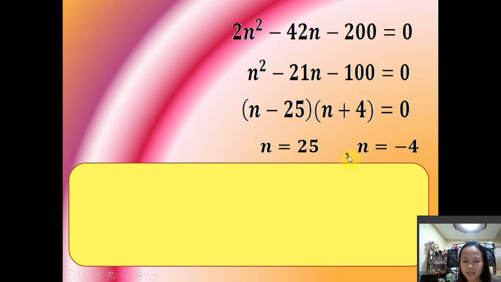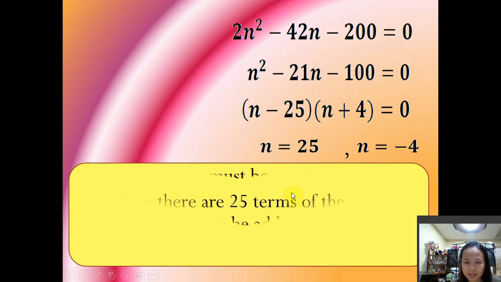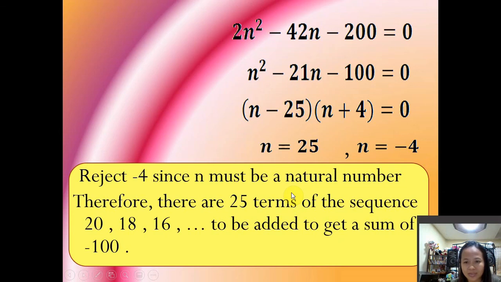And since we are going to find out the number of terms to be added to get the sum of negative 100, which of these two is the most reliable value of n? We are going to reject negative 4. Why? Because n here must be a natural number. We are asked to find out how many terms. There's no such thing as negative 4 terms. So we will reject that.